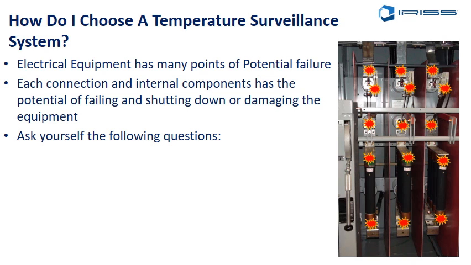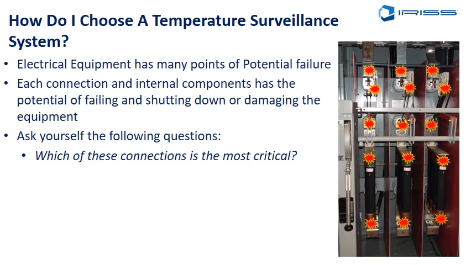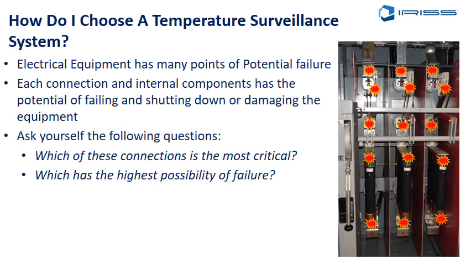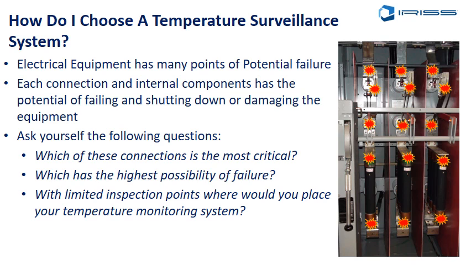So really you need to ask yourself the following questions. Which of these connections that you can see here are the most critical? Which has the highest potential of failure? With limited inspection points, where would you place your temperature monitoring system? And what is your cost per measurement point? So again, looking at this, which one of these can you choose? If you have limited measurements, where would you put them? It's a question that really isn't easy to answer, if there is an answer at all.